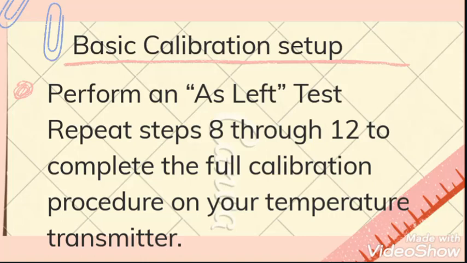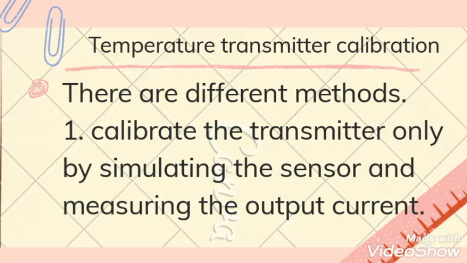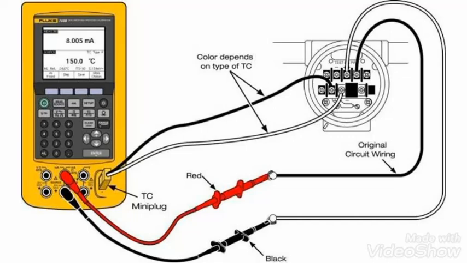So this is the basic calibration setup. To calibrate the temperature transmitter, there are different methods used. One is to calibrate the transmitter only by simulating the sensor and measuring the output current, as I told you in the previous section. By this way, we'll connect our HART to the transmitter and we will simulate the transmitter through this HART, and then we will perform the calibration.